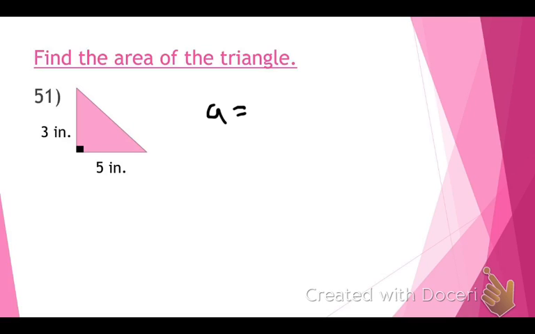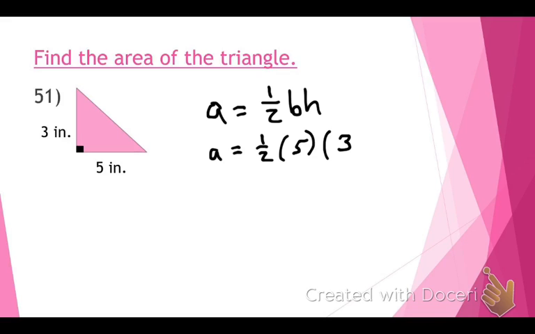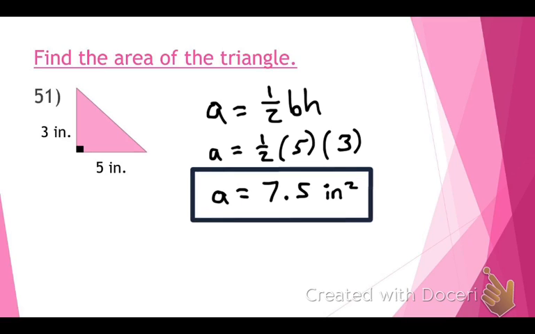Very good. Area equals 1/2 times base times height. What is my base? Okay, and what's our height? 3. Okay, what is half of 5 times 3? All right, 7.5 what? Inches squared. Okay, then go ahead and box in your answer. Good job.